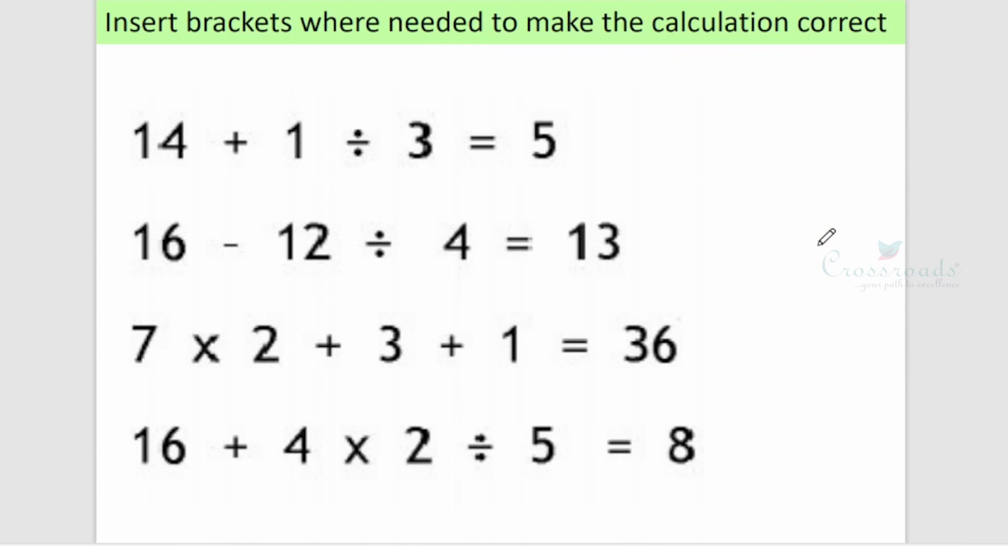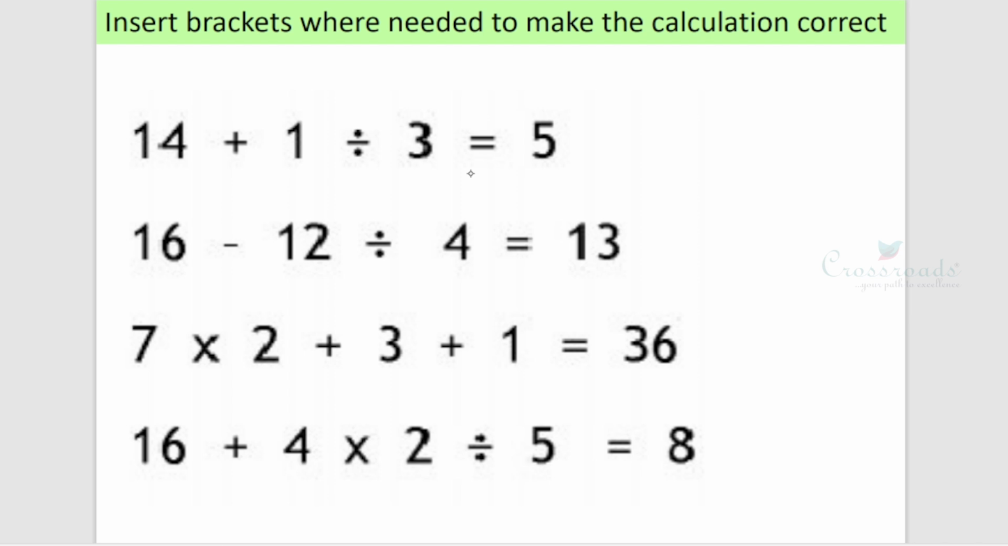We go to the next slide. As you all can see, we have given some sums over here and we are told to insert the brackets where needed to make the calculations correct. Right? Please observe, for the very first sum it says 14 plus 1 divided by 3 and the answer is 5.